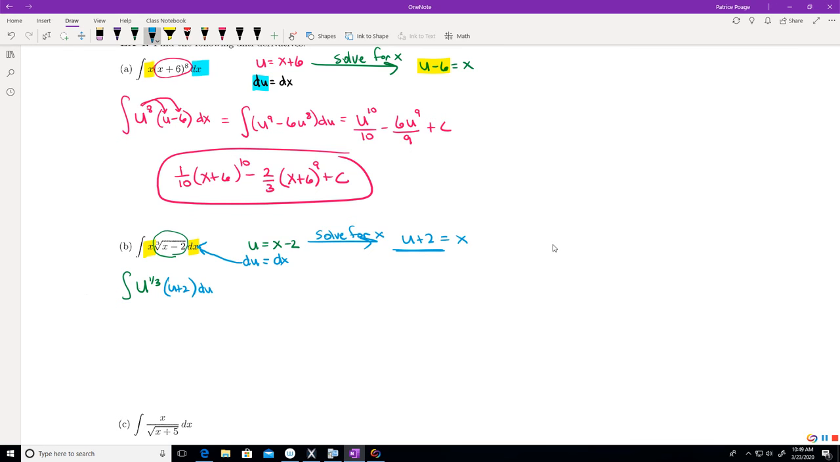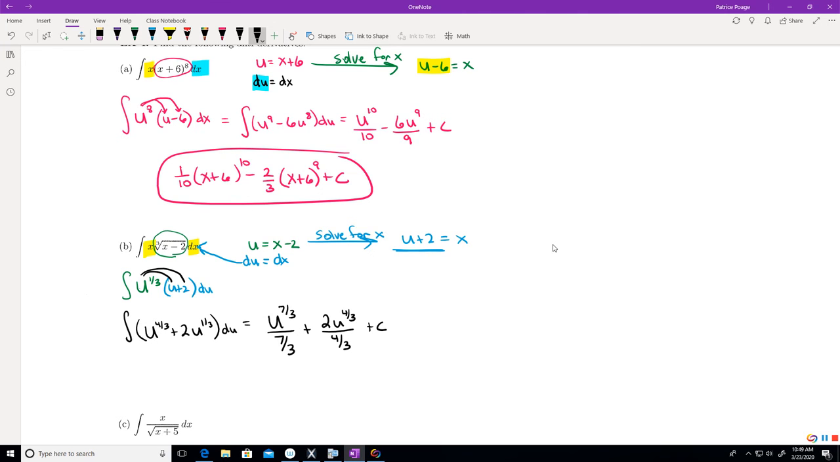So I've replaced all of my x's with u's. I can multiply this through because it's to the 1 power. Again, multiplying like bases, you add exponents. So u to the 1/3 times u to the 1, 1/3 plus 1 is 4/3, plus 2u to the 1/3 du. Integrating, I'm going to get u to the 4/3 plus 1, which is 7/3, divided by 7/3, plus 2u to the 1/3 plus 1, which is 4/3, divided by 4/3, plus c.